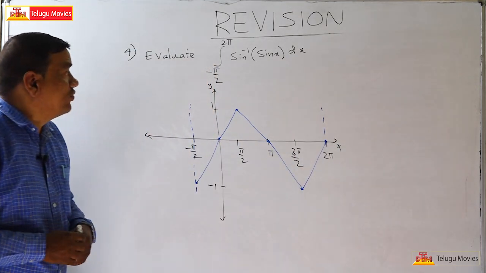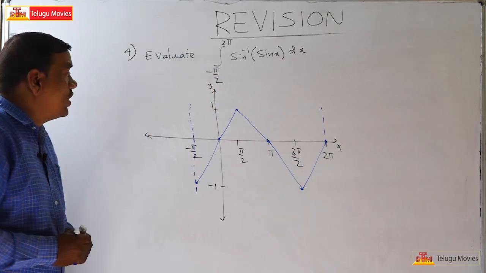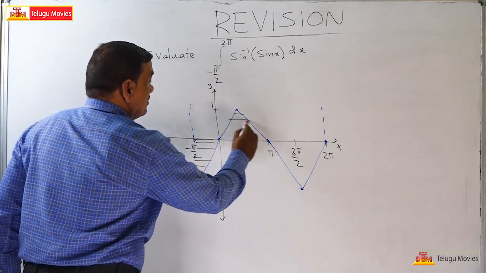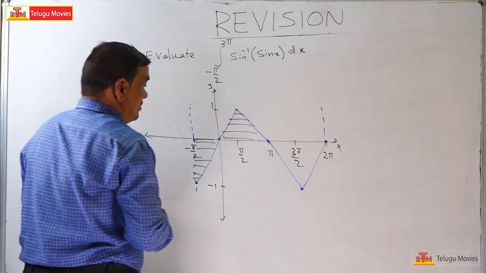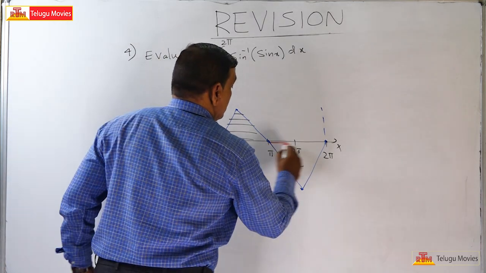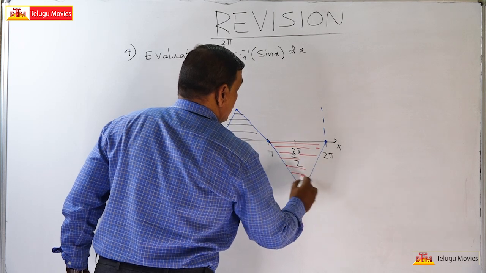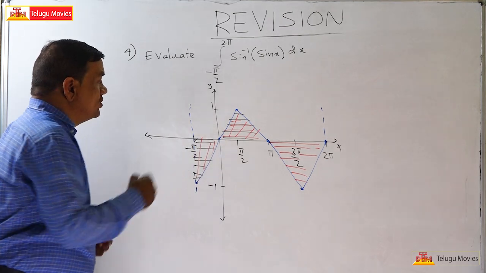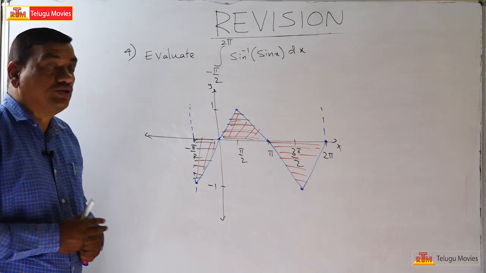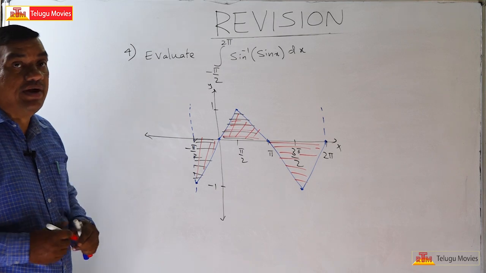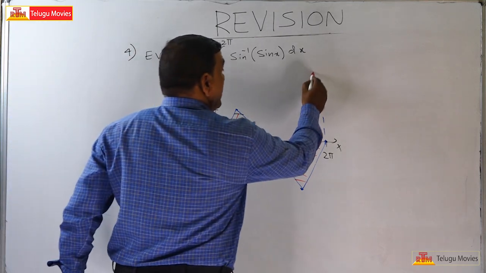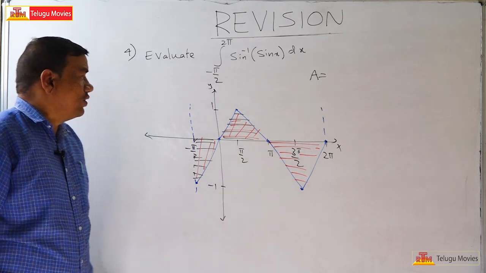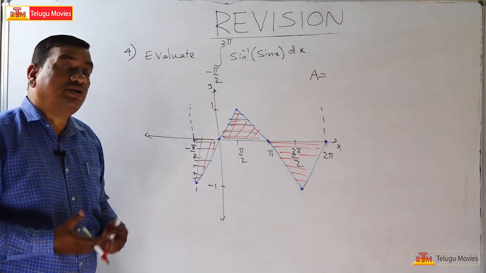Now you have to find out the area enclosed between minus pi by 2 to this area, and this area you have to find out. Understand? So, here find out the area enclosed between minus pi by 2 to pi by 2, that will be the area. So, here the final answer is equal to, now all are three triangles you are getting, no? The triangles means half into base into height.